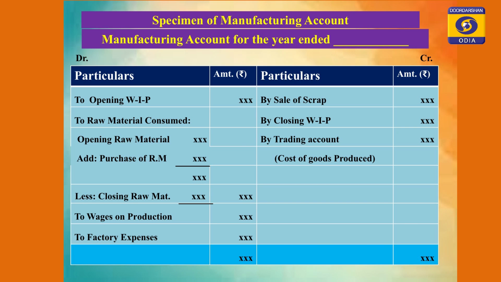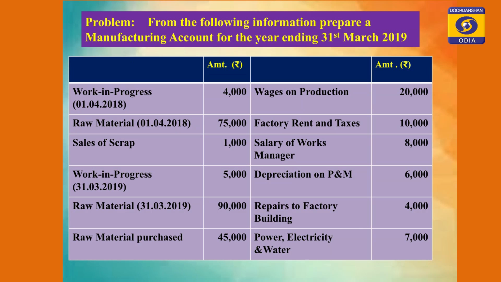Let's take a look at the credit side of this manufacturing account. We'll have by sale of scrap. As I said, if any amount is received by way of sale of scrap, that will be shown on the credit side. By closing work in progress, so whatever figure is given to you regarding closing work in progress, that will take to the credit side, and then we'll balance it. The balance will go to the trading account, that is the cost of the goods manufactured or the cost of the goods produced. So let's take a look at this problem.